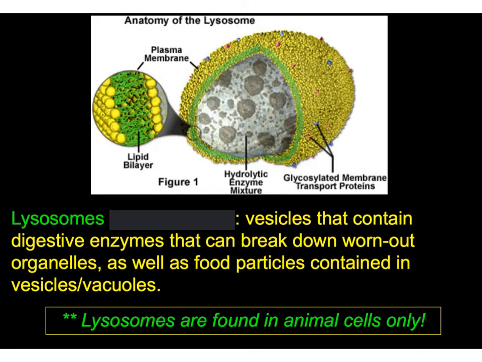Next organelle is a lysosome. Now lysosomes are vesicles that contain digestive enzymes that can break down worn out organelles or anything else that's coming in that's maybe not belonging in the cell. Now I like this picture a lot, that's why I gave it to you on your study guide.